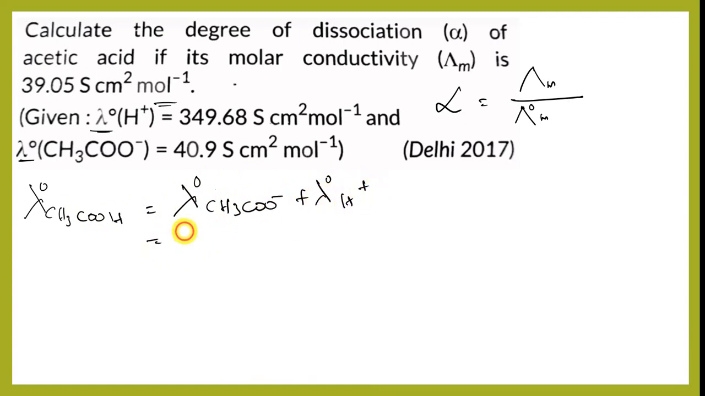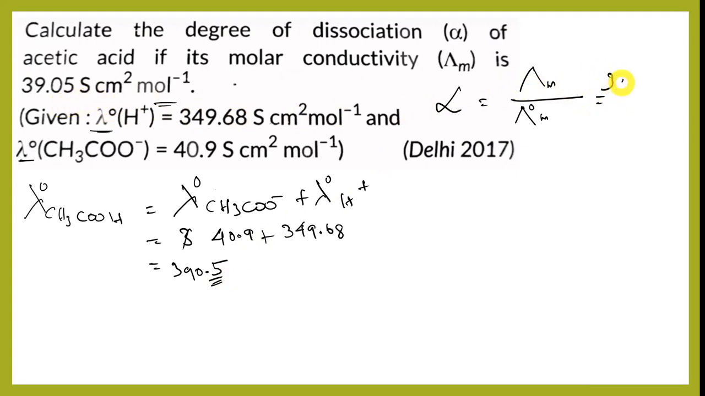So simply we can add this, that is 40.9 plus 349.68, right? If we add this, we can get the value 390.5, right? 390.5.